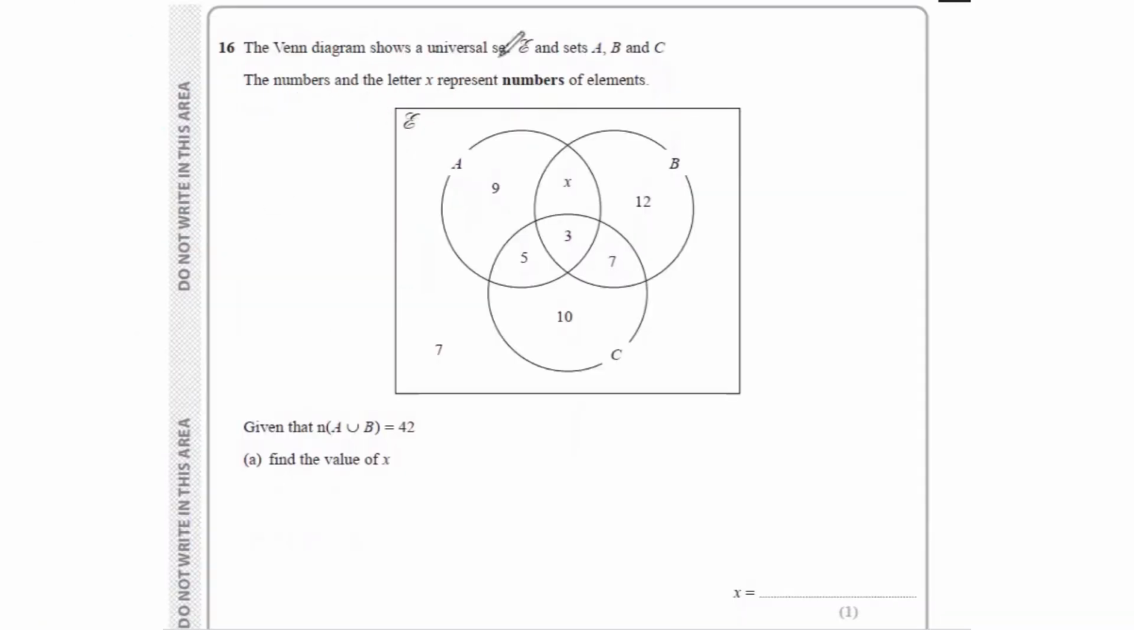Question 16 says the Venn diagram shows a universal set and sets A, B, and C. The numbers and the letter x represent numbers of elements. Given that the number of A union B is 42. When it's a U, it's union. When it's an upside down U, it's intersection. So A union B means all of these elements.